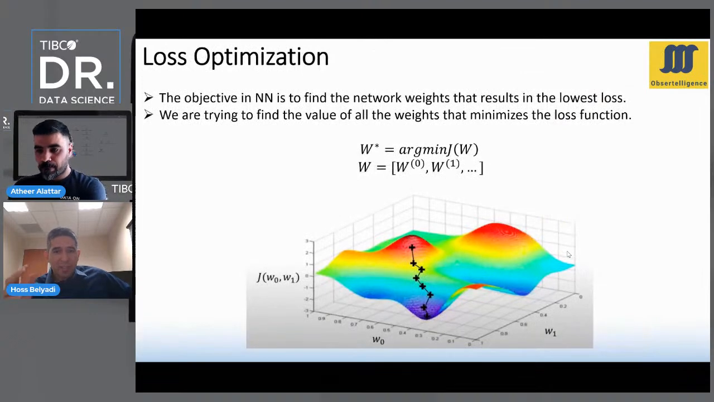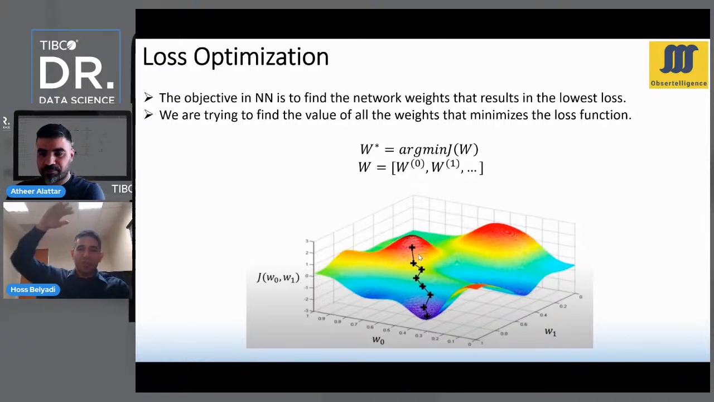So now this is basically the loss optimization, right? The objective of a neural network is to find the network weights that result in the lowest loss. Think about this like, you guys have probably heard of gradient descent, right? Where you're trying to go from the top of a mountain to the bottom of a mountain. And basically, as I said, the objective is to minimize this J(W0, W1).